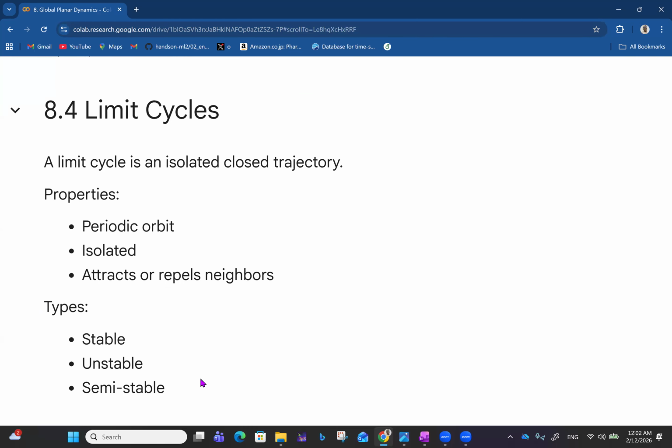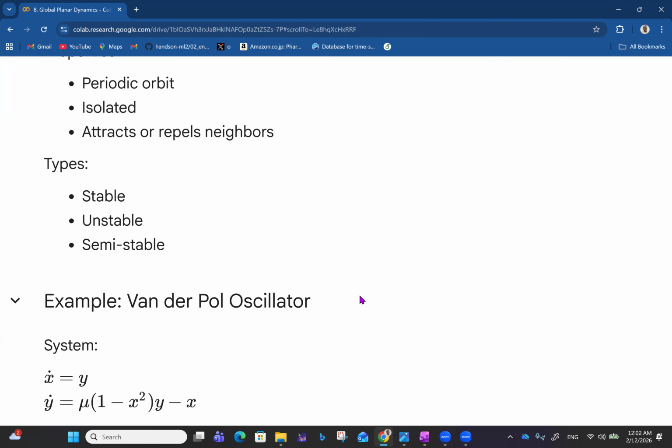I guess I should be careful the way I use limit cycles and center interchangeably. So this is limit cycles now. So a center is a center. It always has an orbit around it, maybe not even periodic.